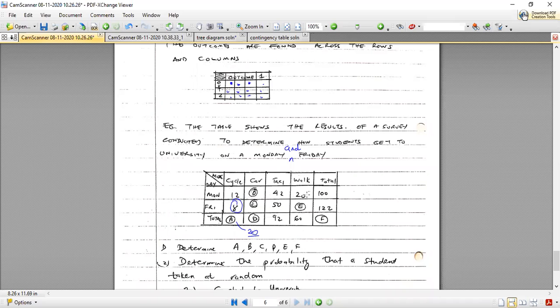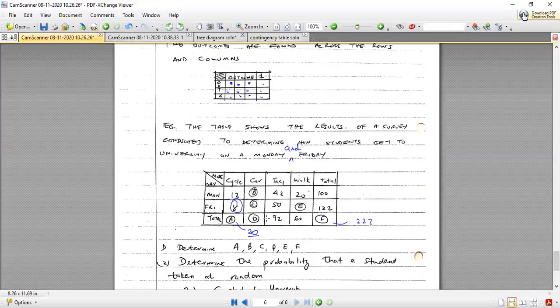Likewise, to find B, we look at that. We have 12, 42, and 20, and the total is 100. So to determine B, it would obviously be 100 minus 12 minus the 42 and the 20. An easy one to also get is F. It's a total of the 100 plus the 122, which is 222.